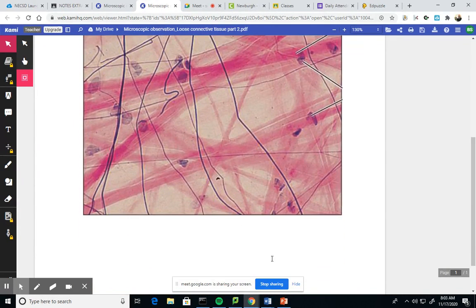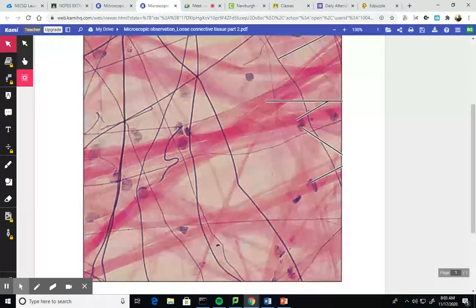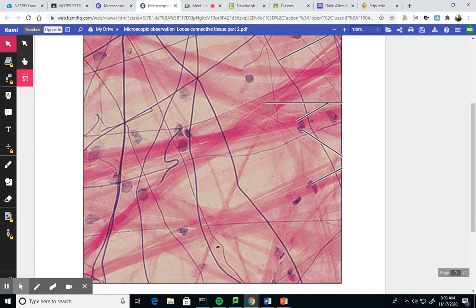Anybody recognize this? What is that? What kind of tissue is that? I see a lot of space in here, right? A lot of space in here. Maybe space for white blood cells to patrol this area.